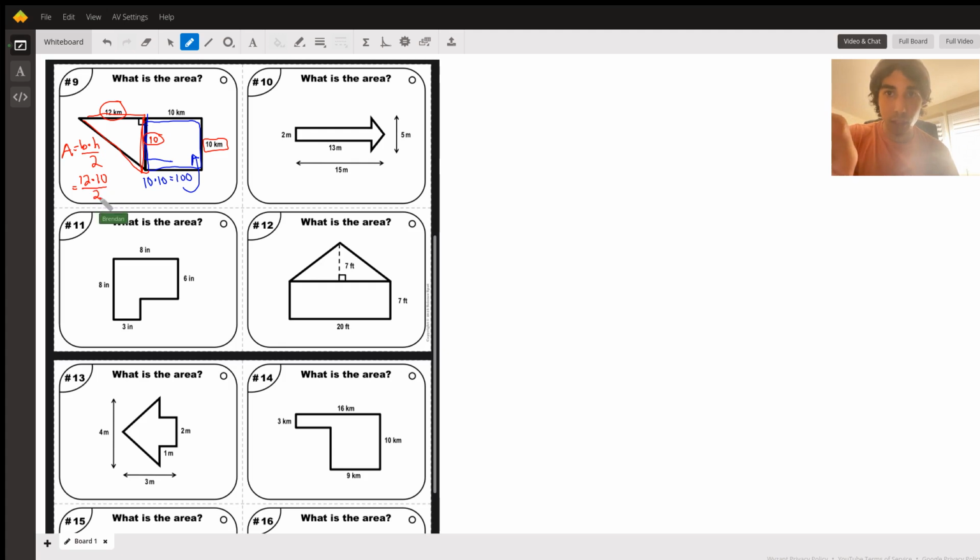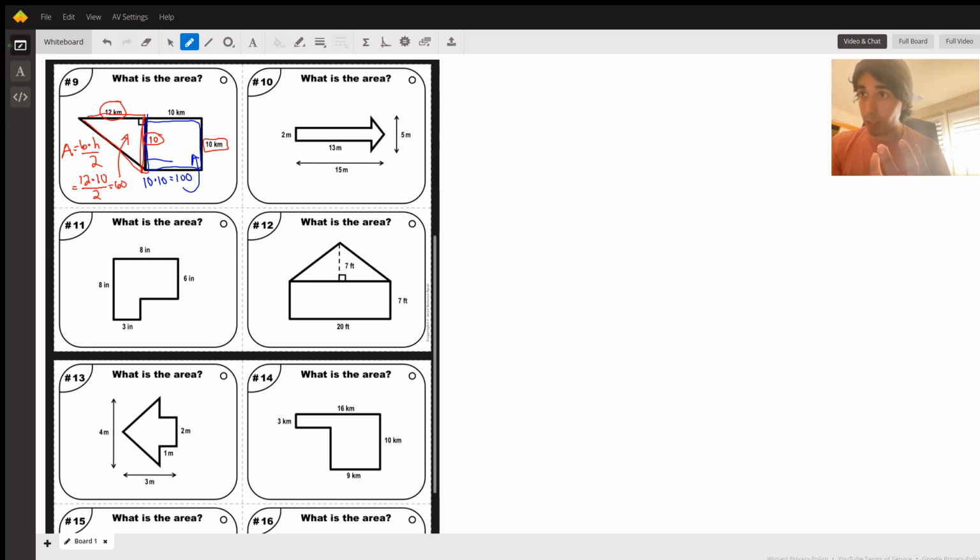And then divide it by 2. So 12 times 10, you'll get 120. Divide it by 2, that'll give you 60. So the area of that triangle is 60 square kilometers.